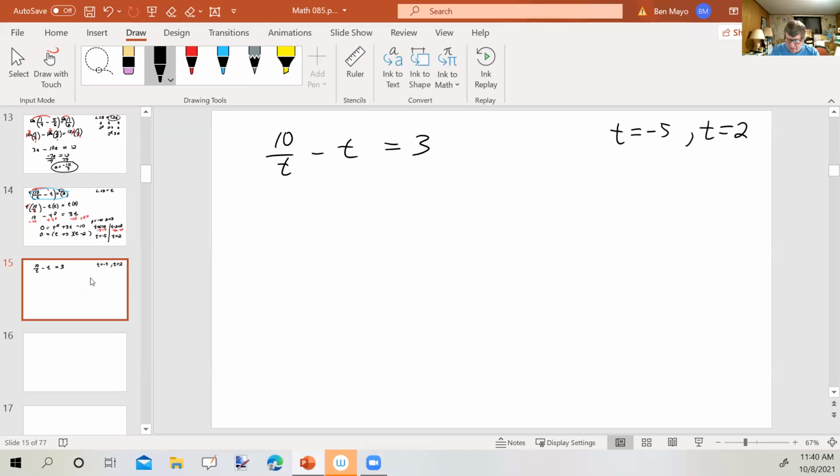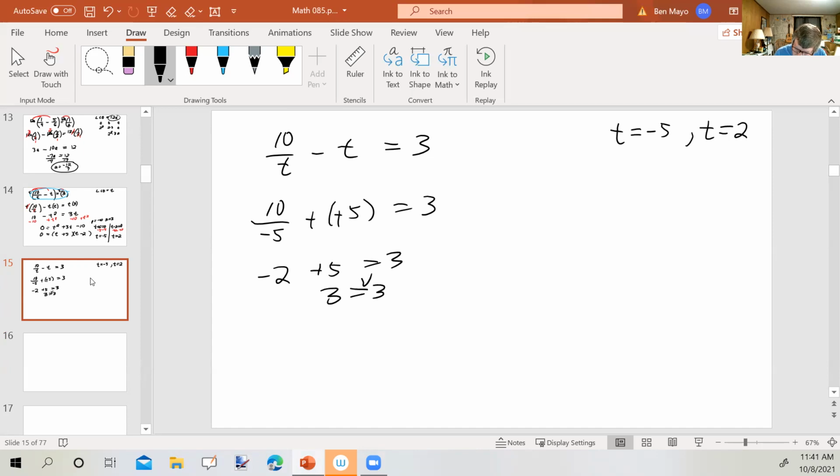So let's take the -5 and see what happens. 10 over -5 minus -5 equals 3. 10 over -5 is -2. Subtracting a negative is like adding a positive. We get 3 equals 3. It checks. So the solution is correct.